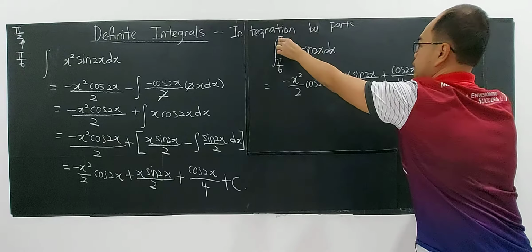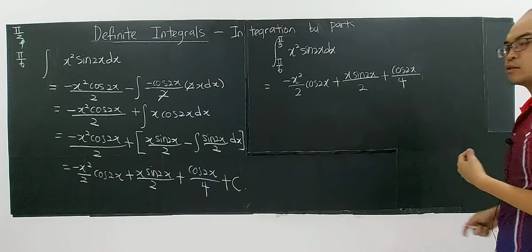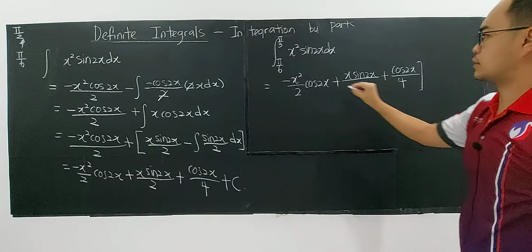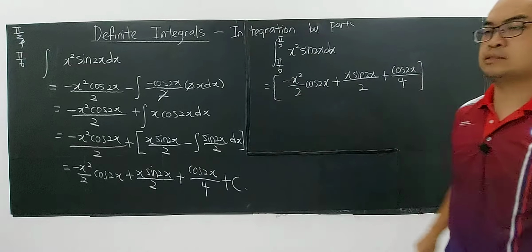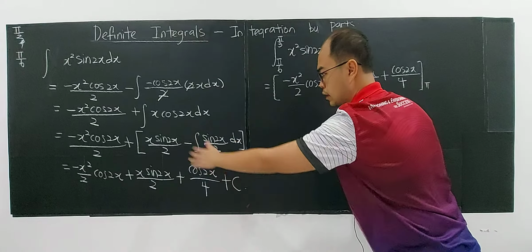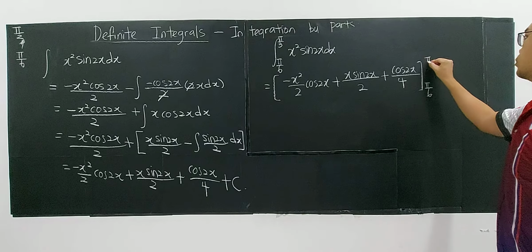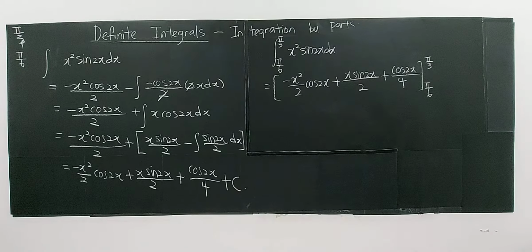So for the upper limit, you minus the lower limit. So the c and the c will cancel off. So there is no need to write a c here, right? Because this is a definite integral, so we just ignore the c. And we're taking all the answer here, pi over 6 up to pi over 3. So this is the way that we want to evaluate now.